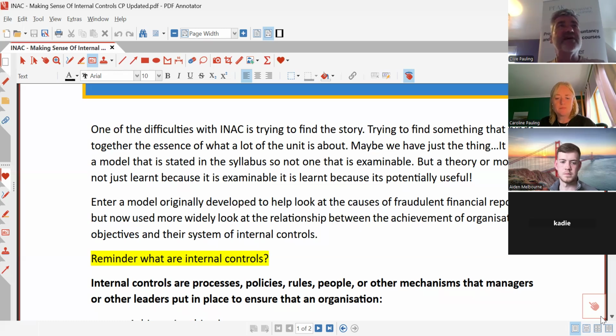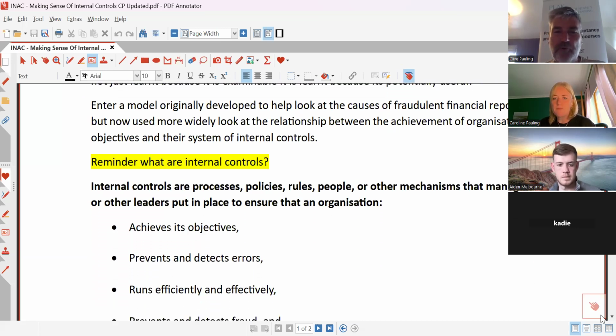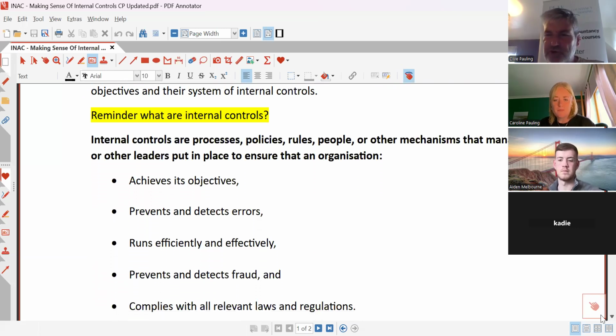Basically, what it does is it makes you think about the relationship between risks and the controls that, as an organization, you might feel that you need to mitigate those risks. So before we get on to the page of the notes that's got the cube on itself, let's just remind ourselves about what internal controls are. You never know, you might actually get a question in your AAT exam about what internal controls are.